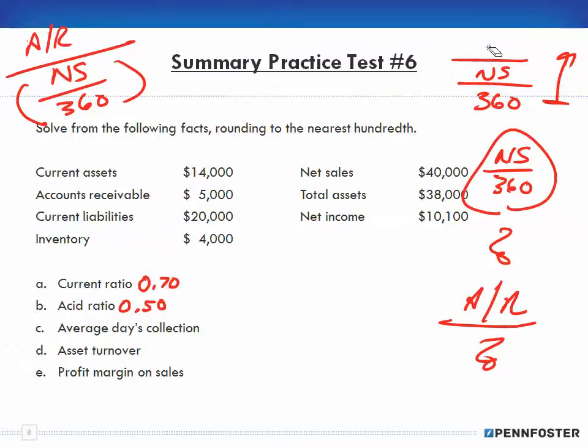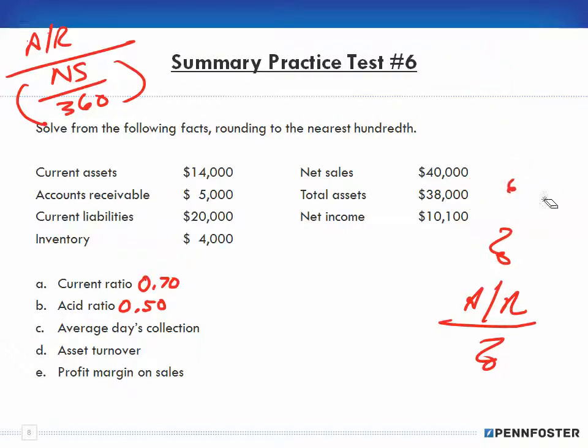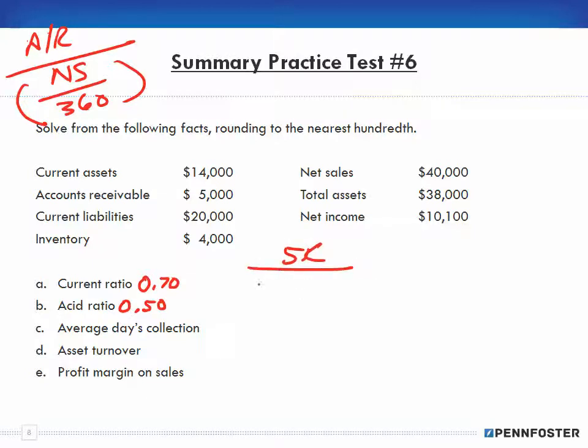But as you saw when I wrote up the formula here, I put the bracket around the net sales over 360 so that I know what I should be doing. In this case, I'm going to take my accounts receivable of 5,000 and divide it by, and there's my bracket, net sales of 40,000 over 360.